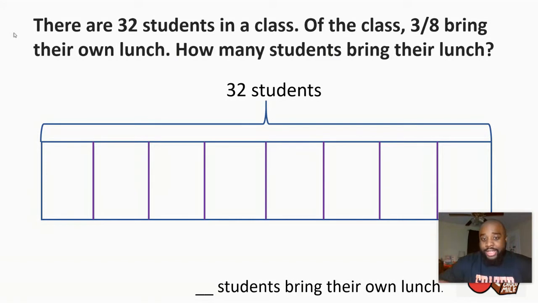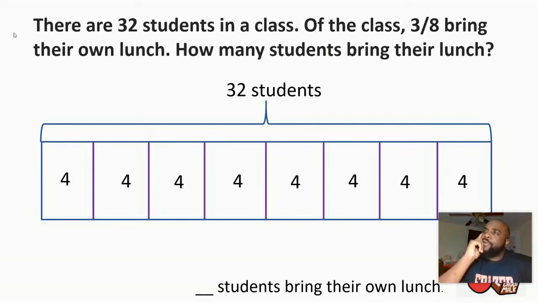Okay, welcome back. So hopefully you knew that 32 divided by 8 gave you what? 4. Excellent job. So that means it's going to be 4 students to each group. All right. But we also know that 3/8 of them, so 3 out of the 8 groups, bring their own lunch. So what math operation could we possibly use to figure out our answer?